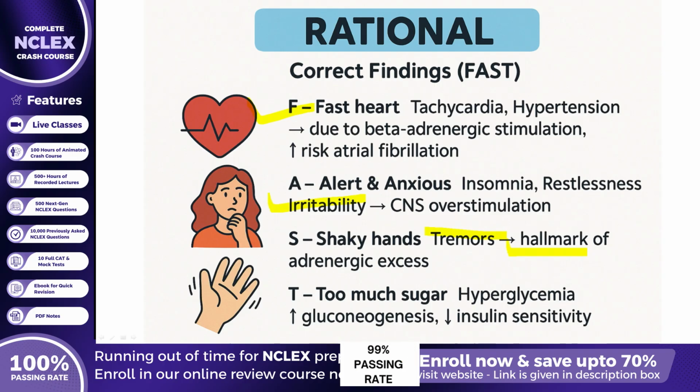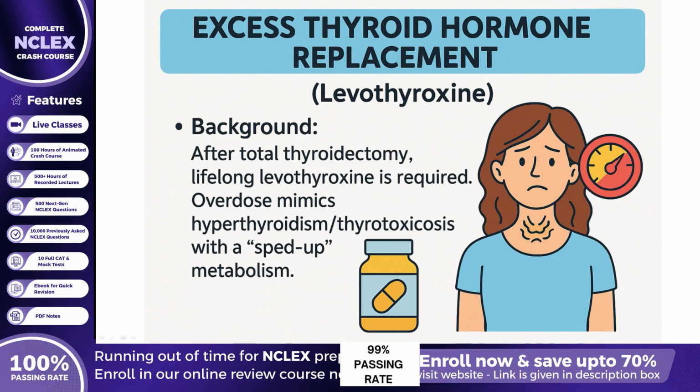Hypertension completes the list of correct findings since overreplacement increases cardiac output, myocardial oxygen demand, and vascular sensitivity to catecholamines, all of which contribute to elevated blood pressure and long-term cardiovascular strain. On the other hand, let us also clarify the incorrect options.